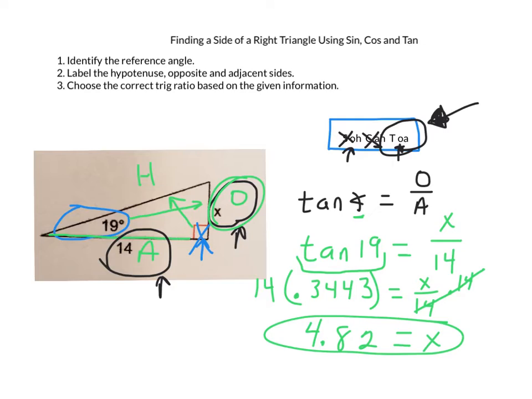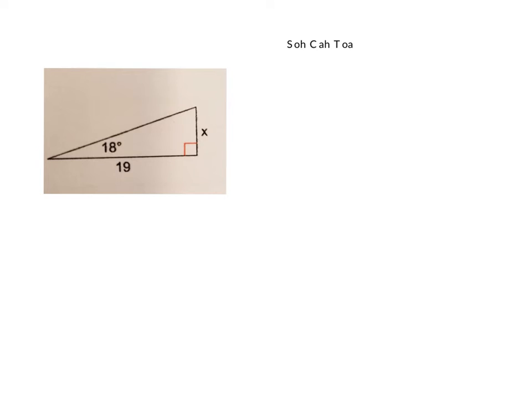Let's try another problem. All right, with this problem here, we are going to follow the 3 steps once again. And let's just start off by identifying the reference angle. It's going to be 18. Then we need to label the sides. We label the hypotenuse first. It's opposite the right angle. We label the opposite side next. That's opposite the reference angle. And our third side is the adjacent.